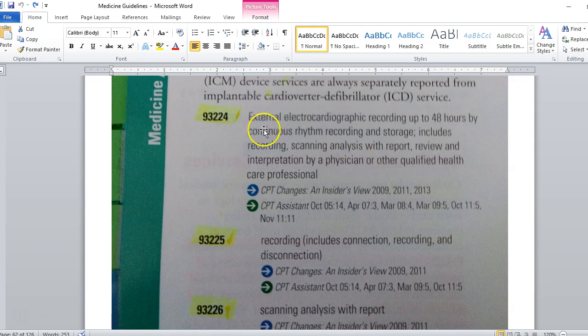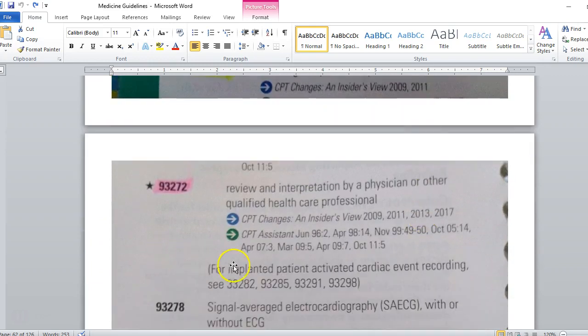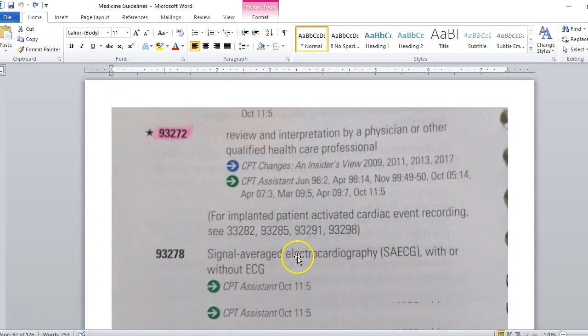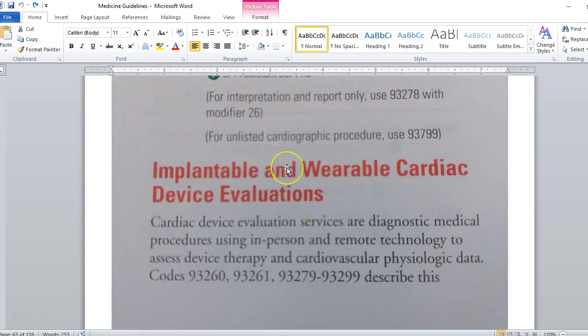So again, are we doing external electrocardiographic recordings? And again, then what are we doing? Are we doing all of it? So we're giving it to the patient, we are doing the analysis, we're doing the report, we're doing the interpretation, or are we just doing the recording or the analysis with report? Again, what are we doing? Are we doing a single average electrocardiography? What specifically are we doing for these patients? So that's what we need to know. What type of device are we dealing with?